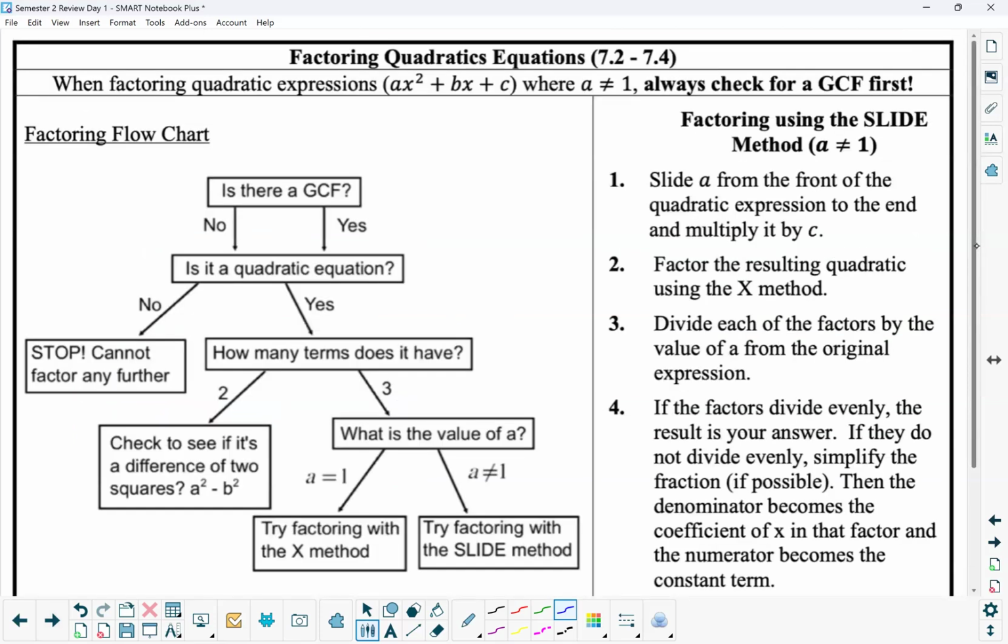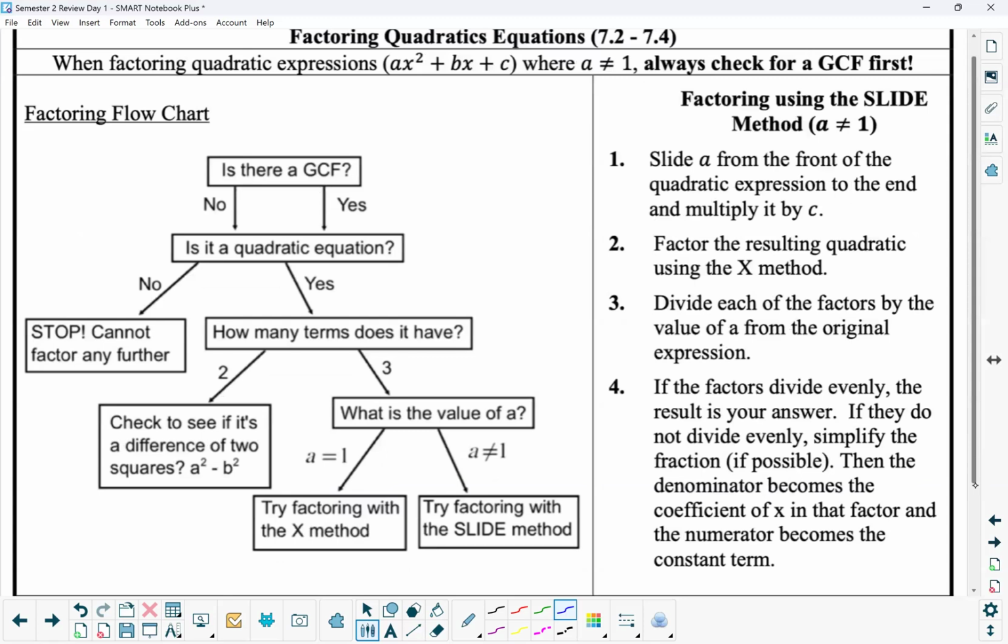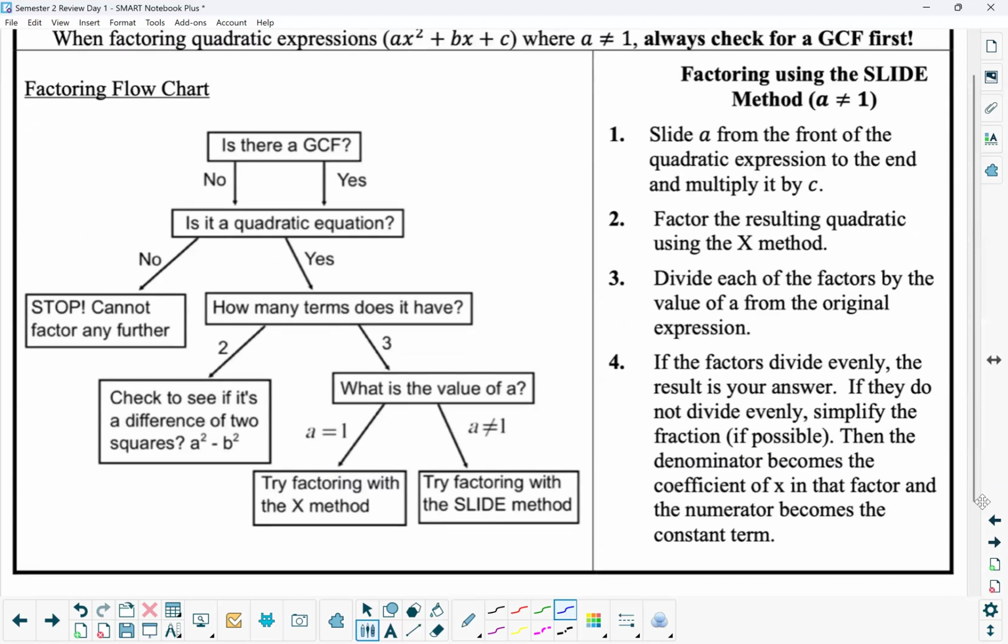When factoring quadratics, and we did several days of this, a couple of different sections, there's this wonderful flow chart that is great to follow. Check to see if there's a greatest common factor. Is the equation quadratic? How many terms does it have? What is the value for a? Is it a difference of two squares? If a is 1, try the x method. Otherwise, try the slide method. And then right next to it is the method that we called the slide method. And we'll see some of these as we go through our examples.